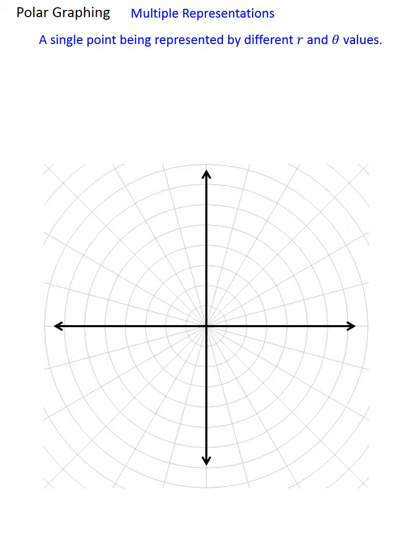Multiple representations is a phrase that refers to the fact that one point in the polar plane can be represented many ways using different r's and thetas. To give you one example and a general sense of what I mean by that, let's just pick a point in the polar plane right here. You'll see the dot that appeared, and this red dot, even though it's a single point, can be represented many ways using polar coordinates.